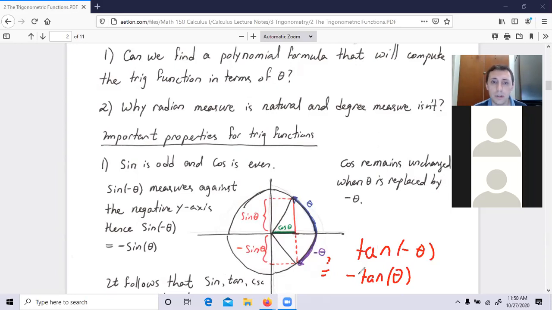And it's also switching slope, you understand? So with tangent, you can see here this slope, rise is positive, run is positive. Here run is positive, but rise is negative. So you can see that tangent is an odd function. This is called an odd function.